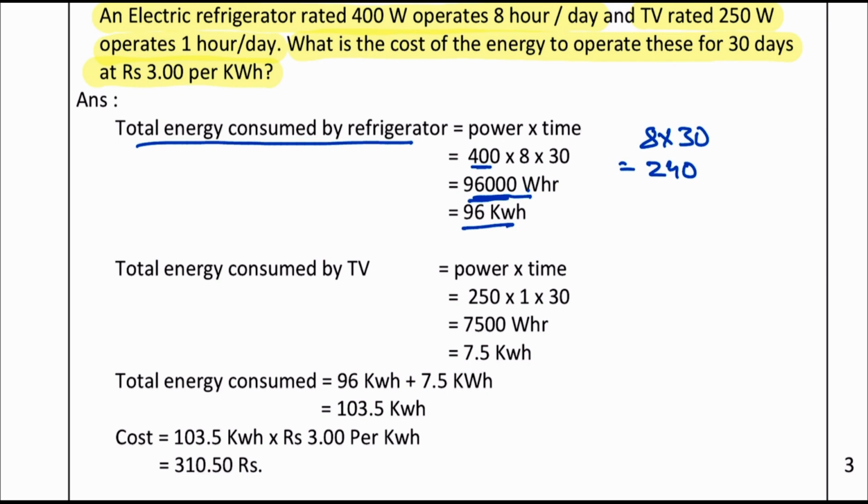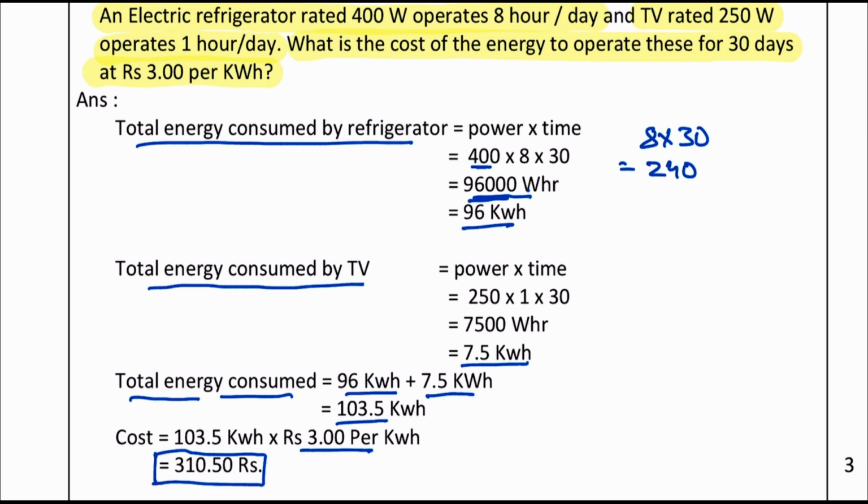And total energy consumed by the TV is also the same formula. 250 into 30 is 7500. This is also the same formula, and the answer will be 7.5 kWh. Total energy consumed, 96 plus 7.5 kWh, and the answer is 103.5 kWh. And the cost is, we need to multiply with 3. We get the answer 310.50 rupees.